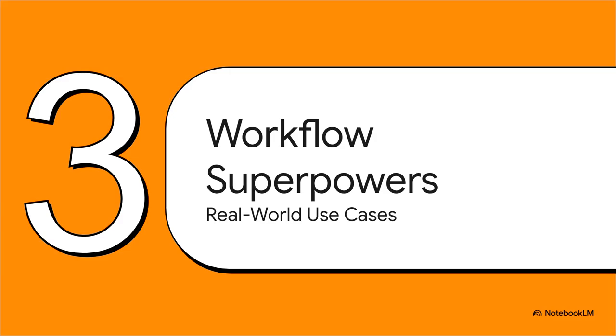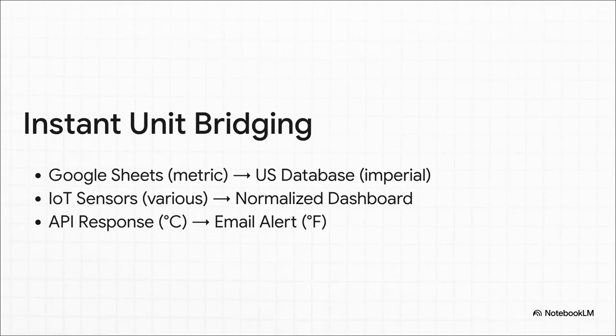Okay, so this whole composability idea is great in theory, but what does it actually look like in the real world? Like, what can you do with it? Well, this is where we move from the how it works to the wow, look what it does. Let's talk about how this gives your everyday automation some serious superpowers. Basically, the CalcsLive node becomes a universal translator for all your data. You've got a Google Sheet with metric data that needs to go into a US database that only speaks imperial? Done. You're pulling from a dozen different IoT sensors, all spitting out different units? Bam, you can normalize them instantly for a clean dashboard. That API sending you Celsius when your email alert has to be in Fahrenheit, it's handled, just like that, seamlessly.